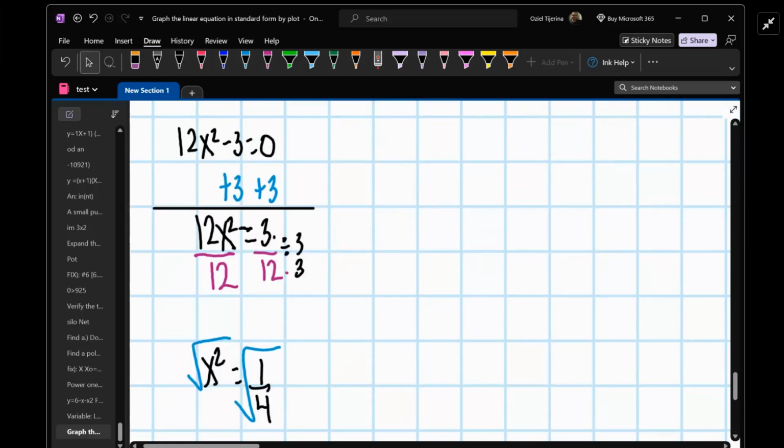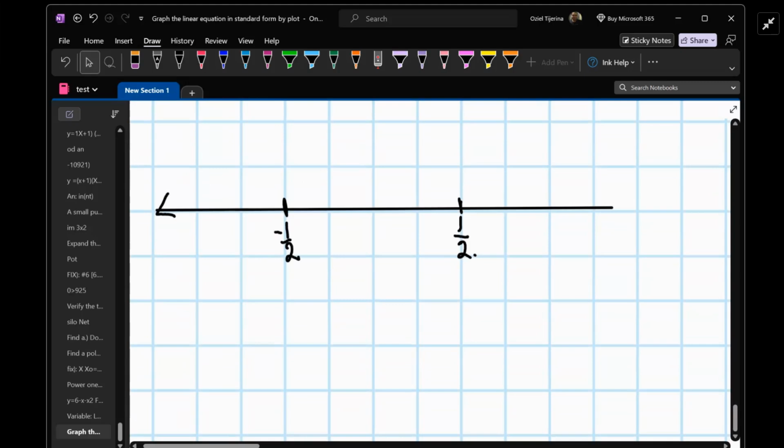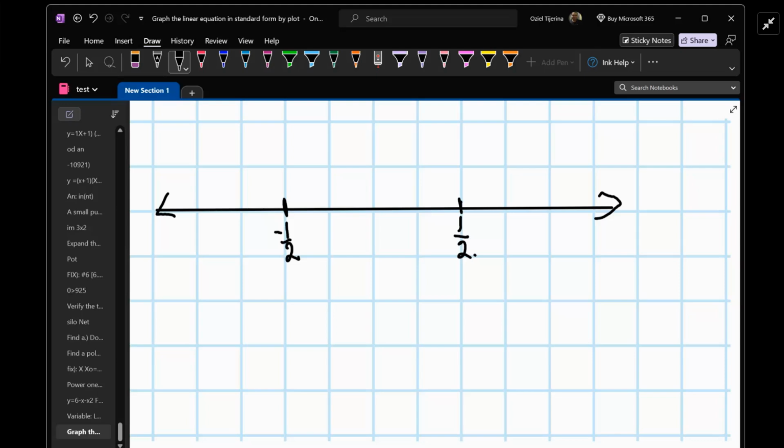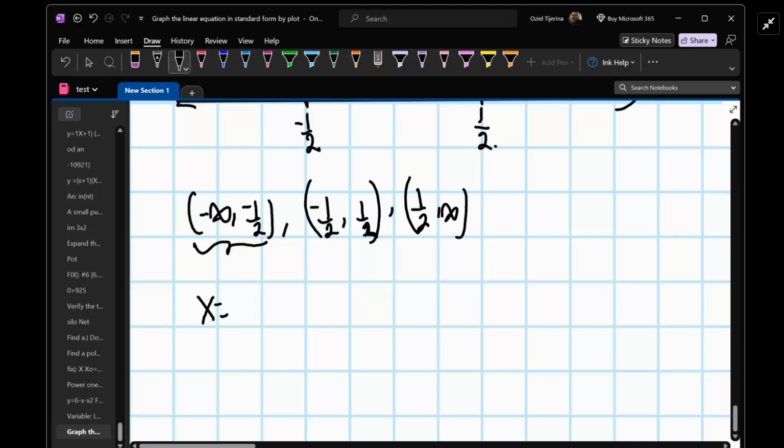So we're going to test the following intervals for increase and decrease. And from there, we'll determine where the maximum and minimum are. So we're going to test the interval from -infinity to -1/2, then -1/2 to 1/2, and then 1/2 to infinity.